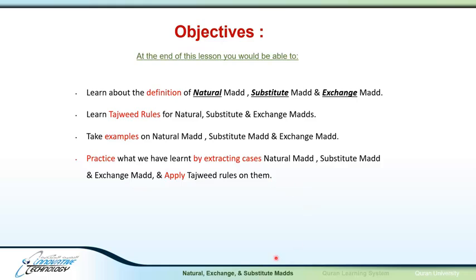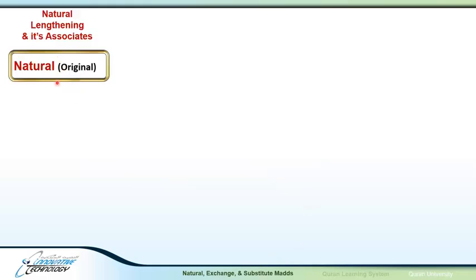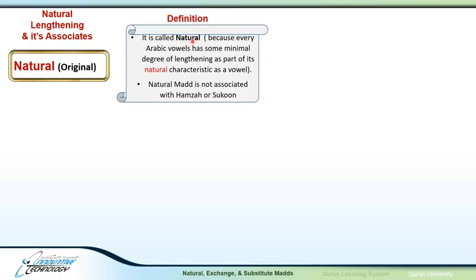We'll start by defining the natural med. The natural, sometimes called the original med, al-mad al-tabi'i, is called natural because every Arabic vowel has some minimal degree of lengthening as part of its natural characteristic as a vowel. A vowel is never a vowel if you don't extend it. You say ooh, there is some lengthening in the letter. Ah, there is some lengthening in the letter. E, there is some lengthening of the letter. But that lengthening is not to be extended beyond 2 units of time.